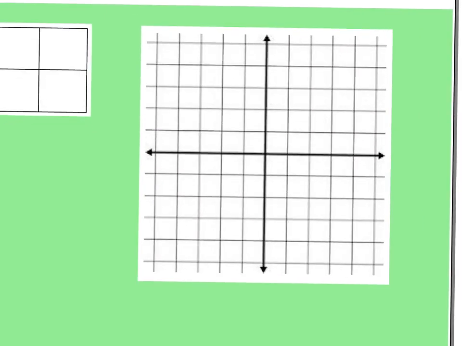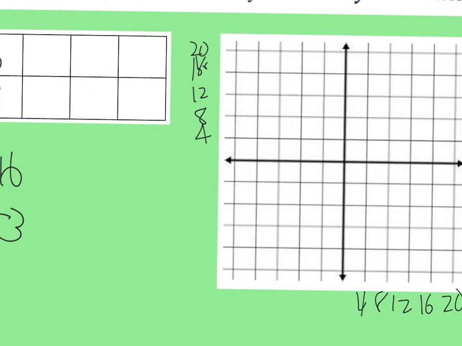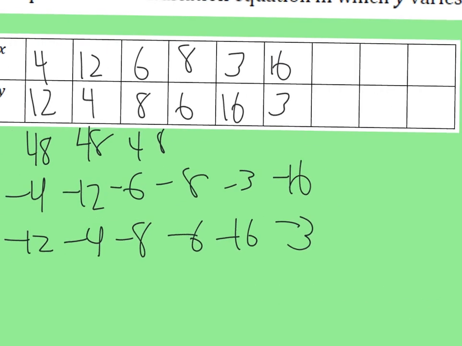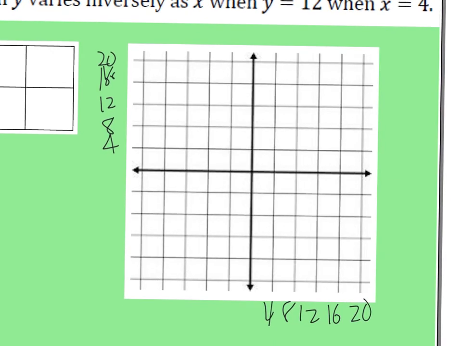So if I let each one just be 4 this time, so that's 4, 8, 12, 16, 20. So start plotting the points. So if I start 4, 12, 12 and 4, match that. So that's going to be right there.